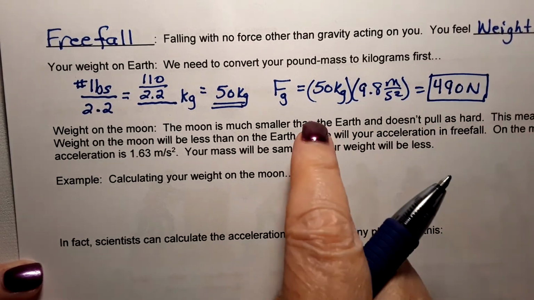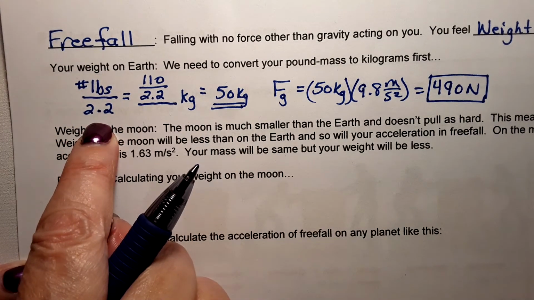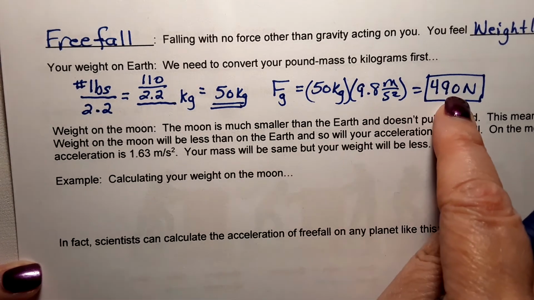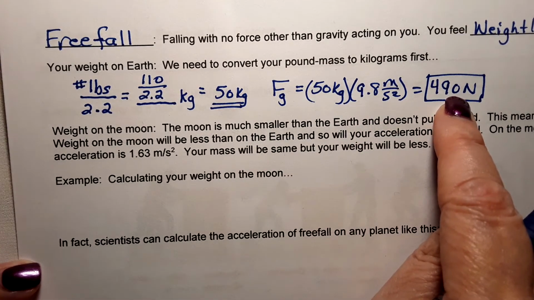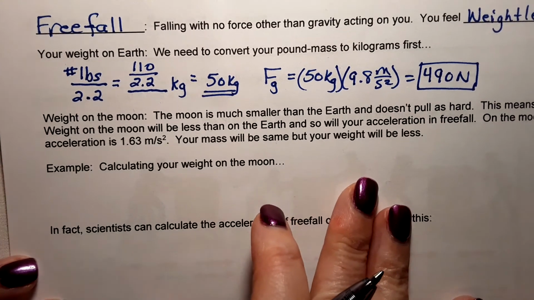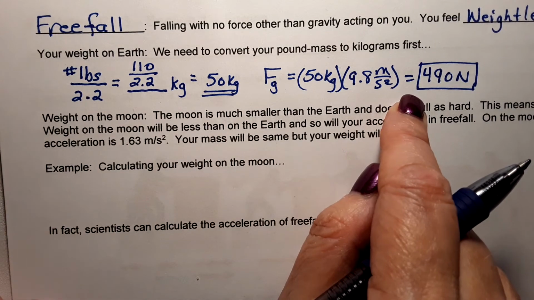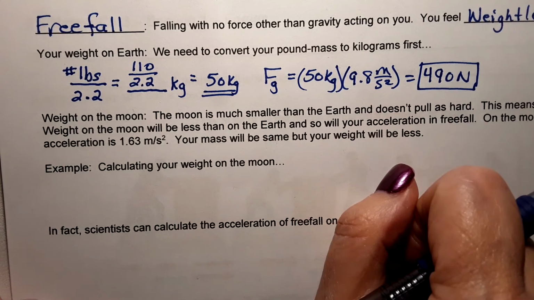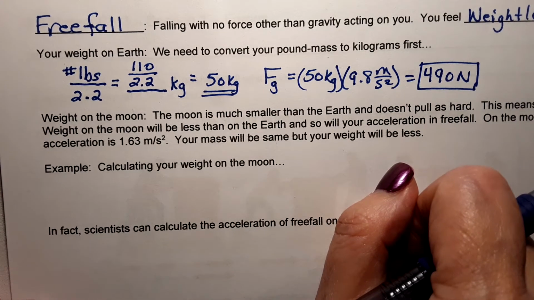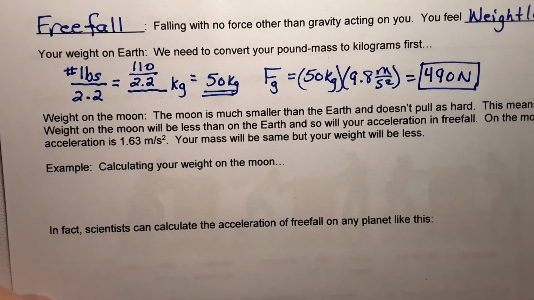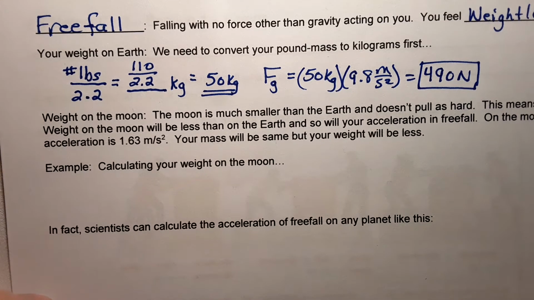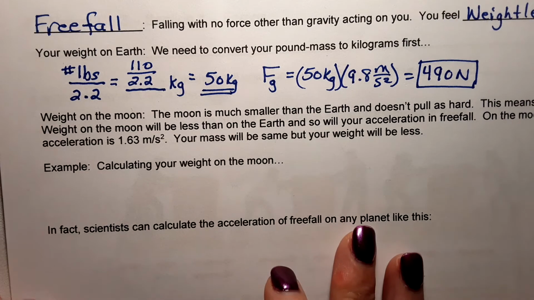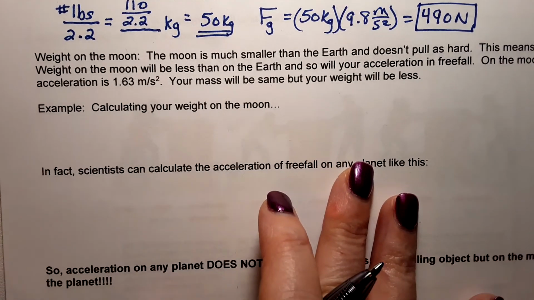Okay? Now you try it with yours. You take your pounds, divide by 2.2. That answers your kilograms. Multiply it by 9.8. What you get is your actual weight on Earth. And you're probably going to get something between 400 and maybe 900 newtons. Okay, that's usually about average for most teenagers, somewhere between 400 and 900. So check it out. It's kind of cool. So you can tell your parents, well, you have a certain weight and it's not what's on the bathroom scale, okay?